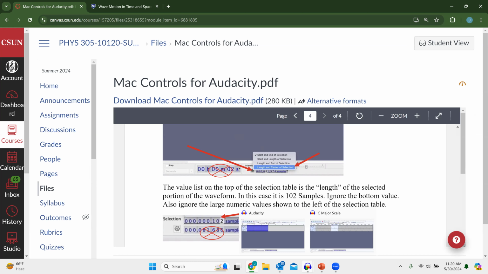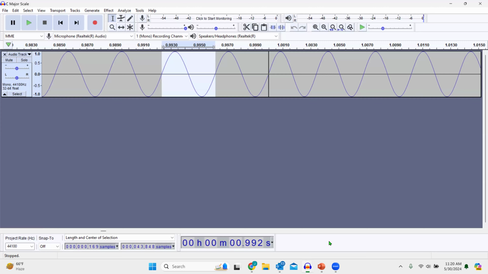So let me go back to my view here. I have length and center of selection here. Once I have that, this readout right here is going to be the length. And this one here is going to be the center of selection. This here, I don't want to use. This is nothing that I'm interested in. We are interested in really the length.